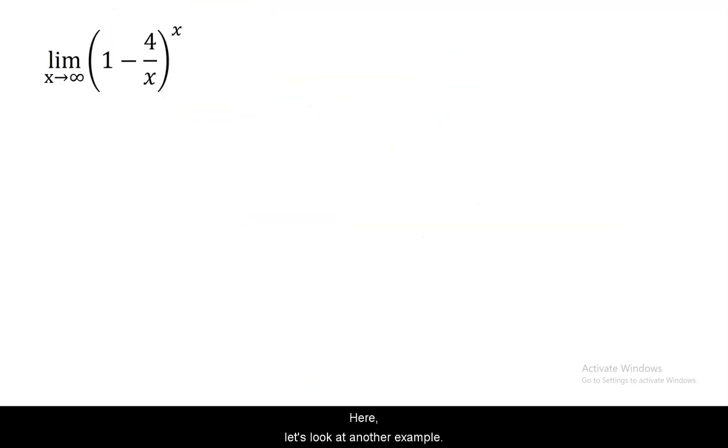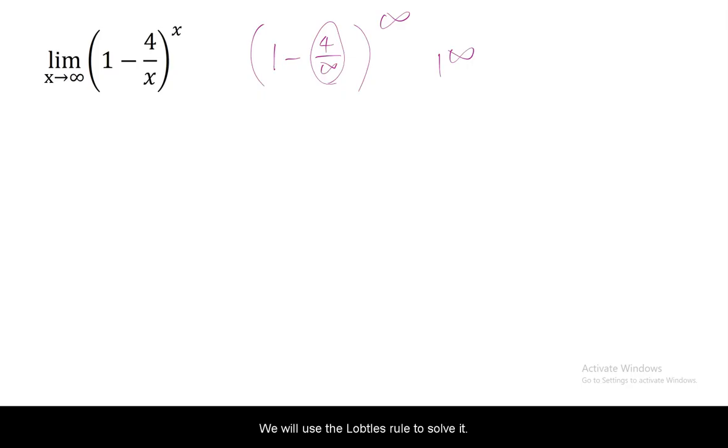Okay, here let's look at another example. All right, we want to find the limit of (1 minus 4 over x) to the power of x as x approaches infinity. So let's plug in infinity into this expression. We'll have 1 minus 4 over infinity, which is 0 here, right, to the power of infinity. So we have the case of 1 to the infinity again. So here, this is an indeterminate form. We will use L'Hopital's rule to solve it.